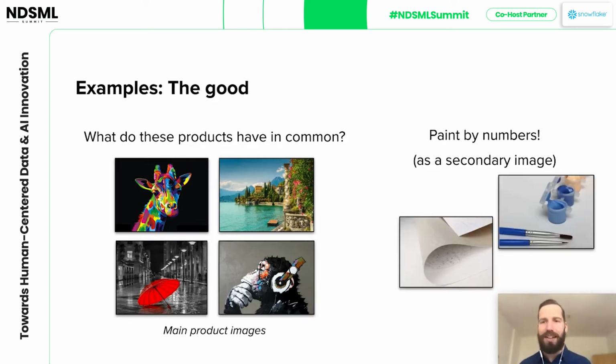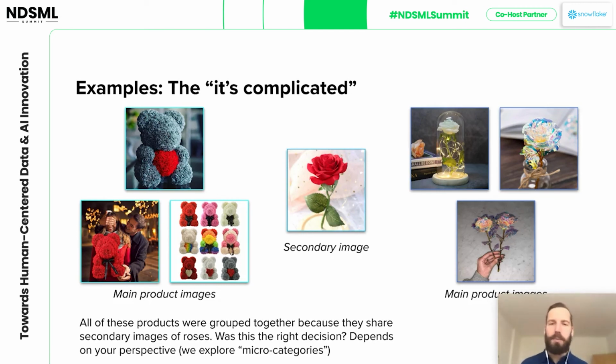Well, in the background, they all share a version of one of these two images, either of the paint or of the paper, and these are all paint by number products. They were really, really popular when the quarantine began. So we suddenly saw an increase in sales, and it was really helpful for us to understand that even if the images are really different, we're able to make the link in the background using the secondary images.